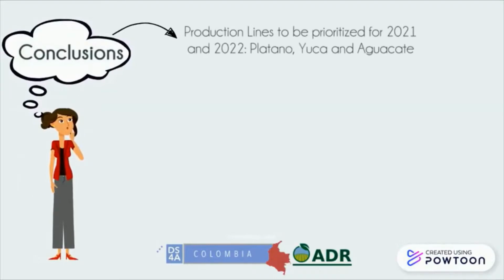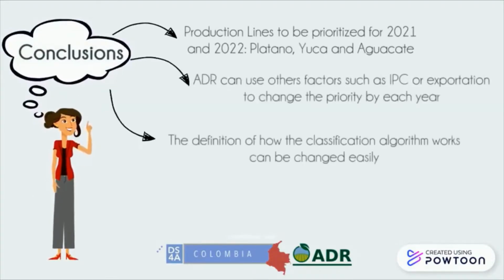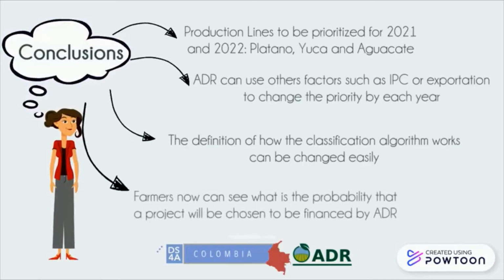And lastly, for those of you who are interested, we now know which lines should be prioritized for the next 2 years, which are plátano, yuca, and aguacate. And this is not only because of the number of projects, but because of the yields of those crops and also the number of people those crops can benefit. We now know ADR can use external factors to evaluate their projects, which was something they weren't taking into account when evaluating them.